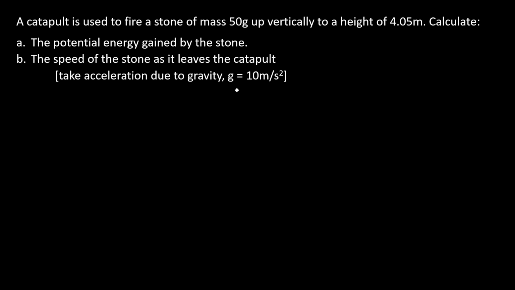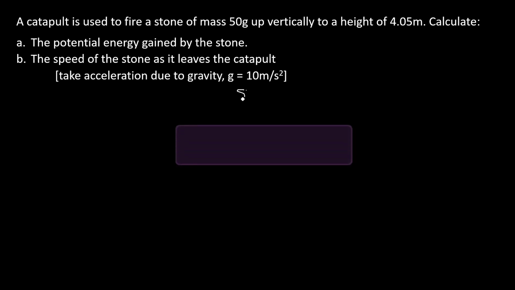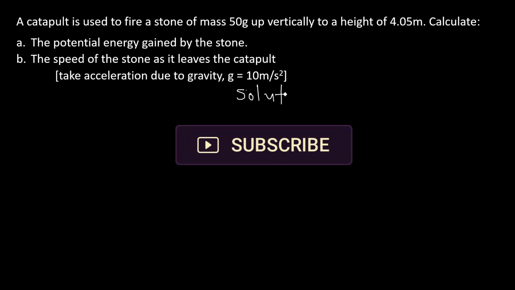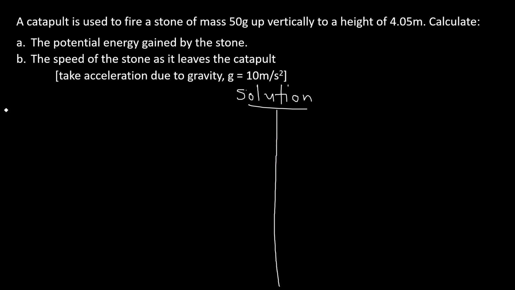So a catapult is used to fire a stone of mass 50 grams up vertically to a height of 4.05 meters. So we are to calculate the potential energy gained by the stone, and then also move on to solve the speed of the stone as it leaves the catapult.